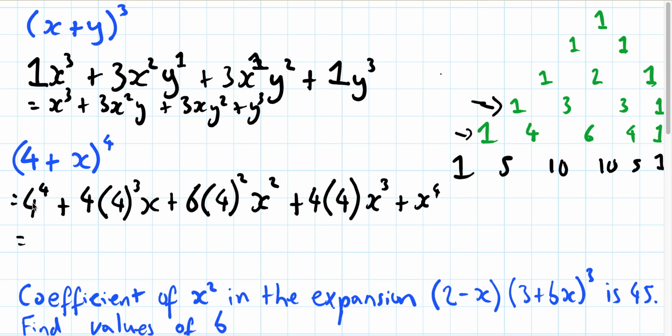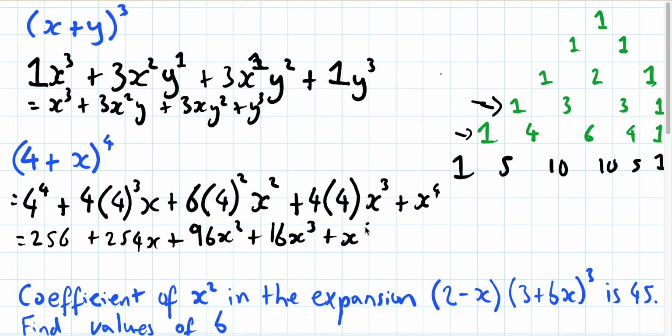Now just simplify everything. So 4 to the power of 4 is 256, add 256x, add 6 times 4 squared is 96, x squared, add 16x cubed, add x to the power of 4.